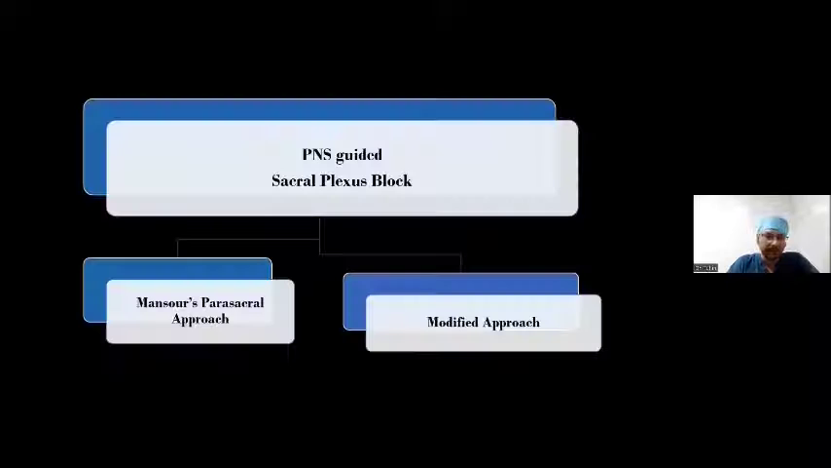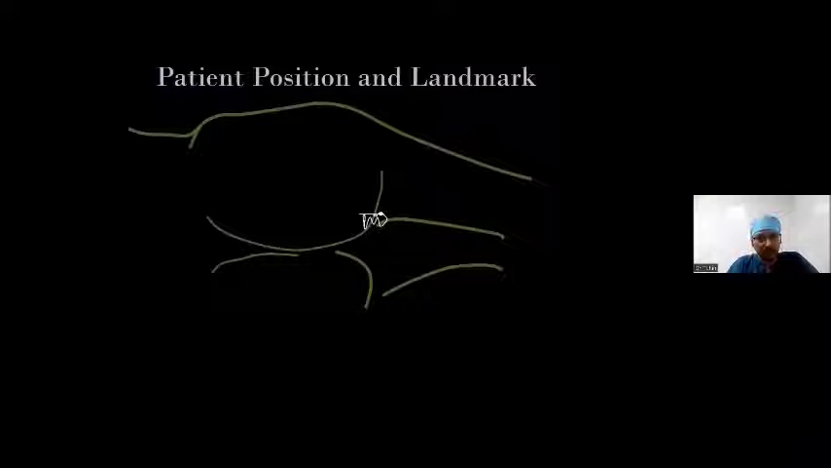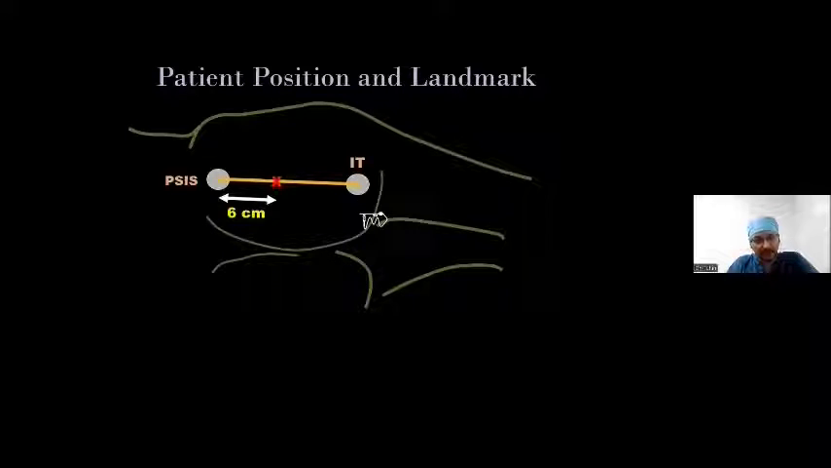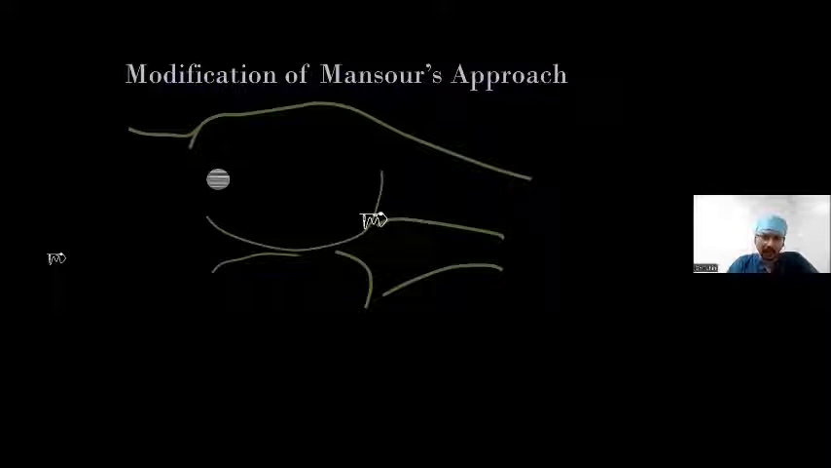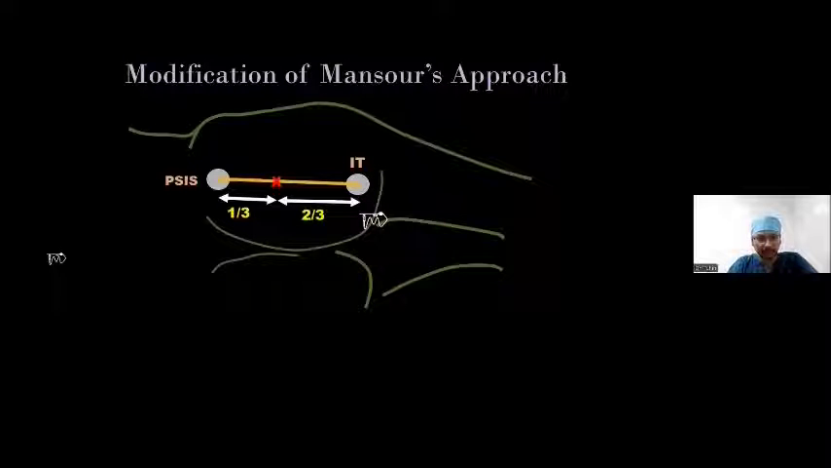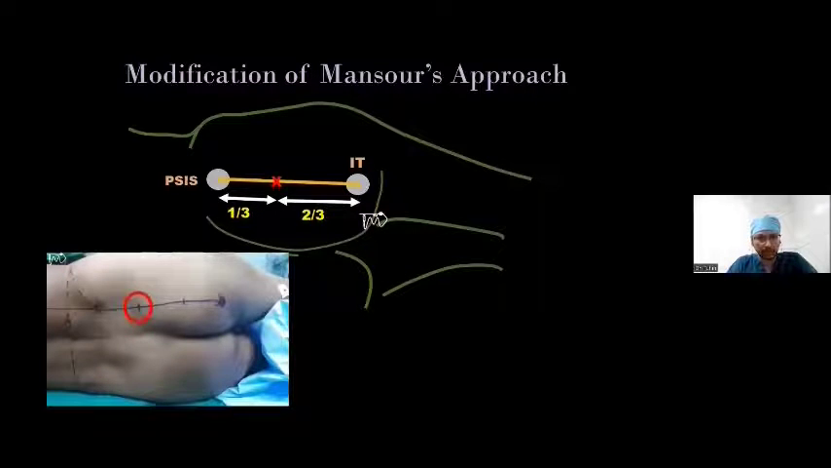So coming to the sacral plexus block, first I will go with the PNS guided sacral plexus block. Here we have two approaches. One is Mansour's parasacral approach, another is a modification of this approach. In Mansour's approach, we identify the posterior superior iliac spine and the ischial tuberosity and join these two. 0.6 centimeter below the posterior superior iliac spine is the point of needle entry. In the modification, this line was divided into three parts, and the junction between the first 1/3 and 2/3 is taken as the needle entry point, this point.